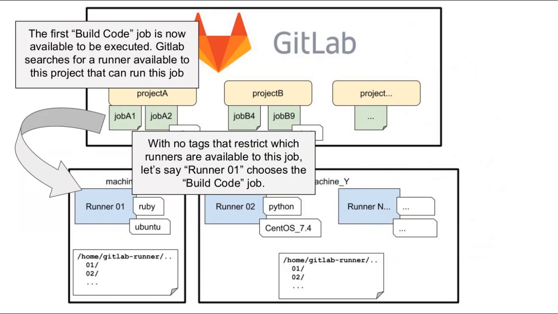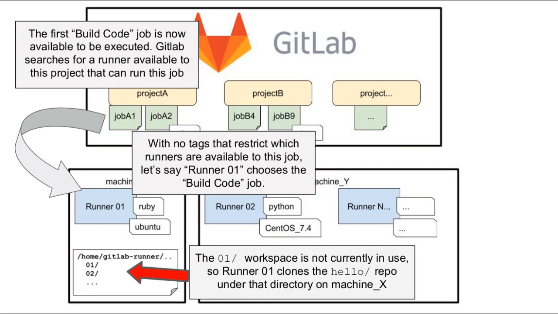Okay, so the first job to run is build code. It's now available to be executed, and GitLab will now search for a runner available to this project that can run this job. In this particular case, with no tags that restrict which runners are available, we'll just say, for example, that runner 01 chooses the build code job. So the 01 workspace, which we're going to say is not currently in use, will be chosen, and runner 01 clones the hello repo from gitlab.com/getschooldude/hello under that directory on machine X.